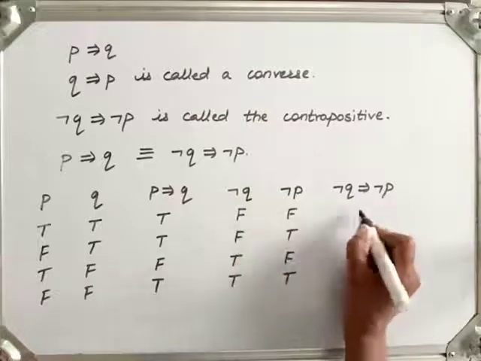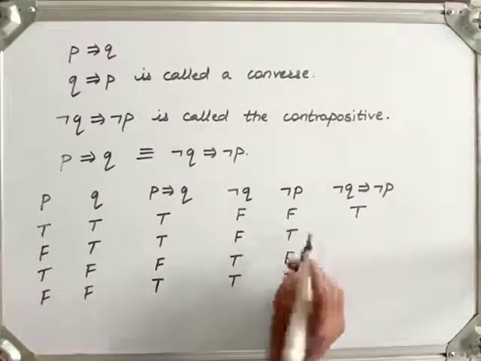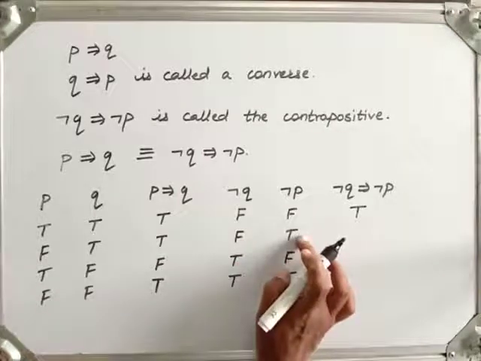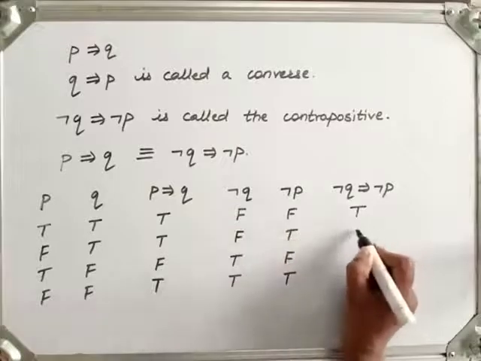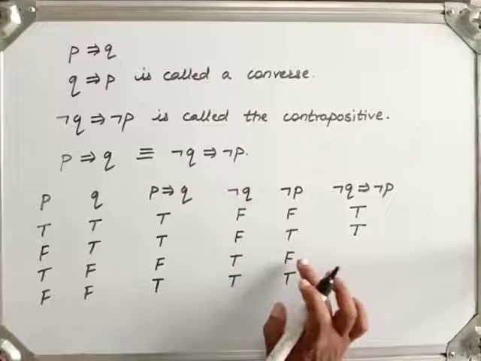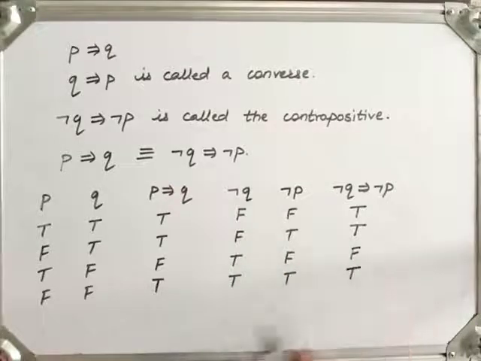So false, false gives us true in implication. False, true. The premises may be false, but the consequence is true. Then also it is true. It is false only when the premises is true, but the consequence is false. So this is false and this is true.